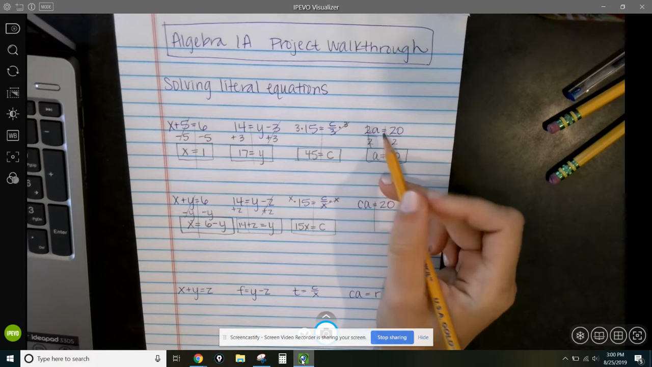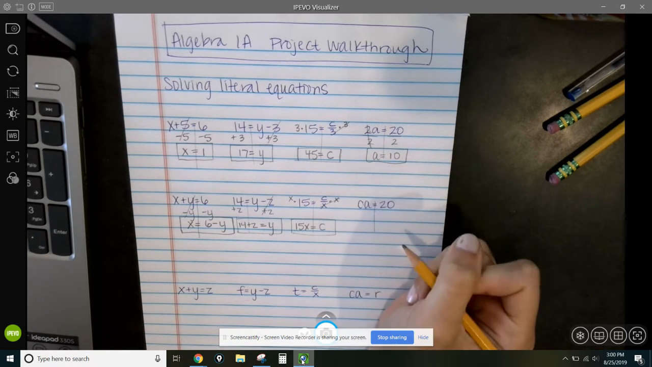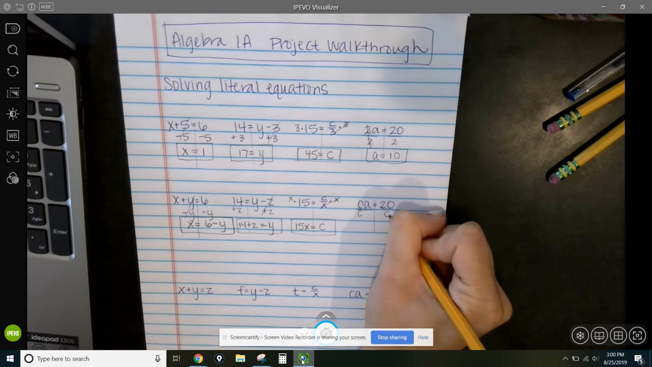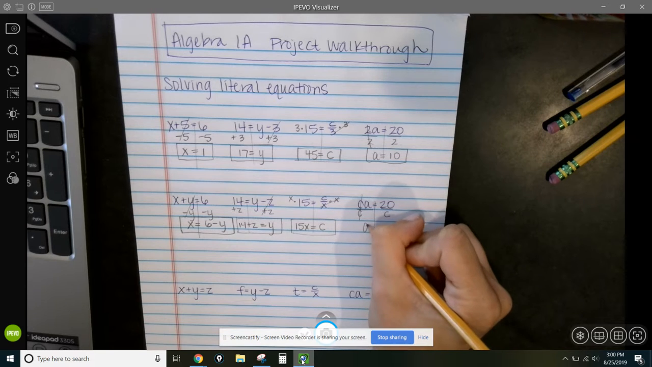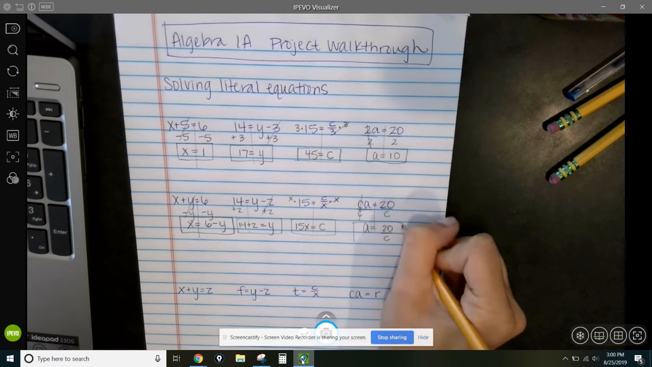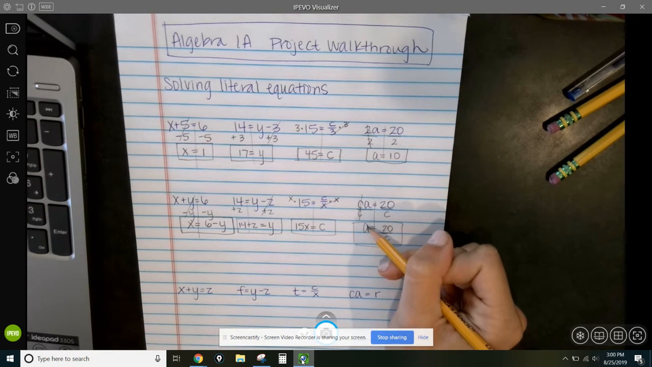One more. So if I'm trying to solve for A like I was above, right now I have A times C. So I'm going to have to do the opposite of times C, which is to divide by C. So I get A equals 20 divided by C. So it's okay to have a variable in your answer when you're isolating a different variable.